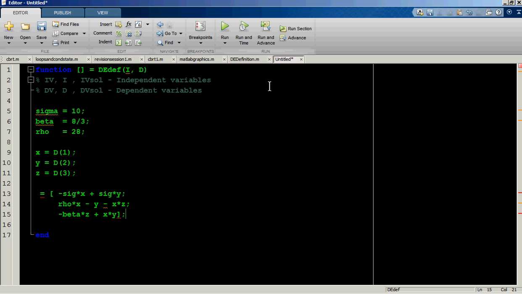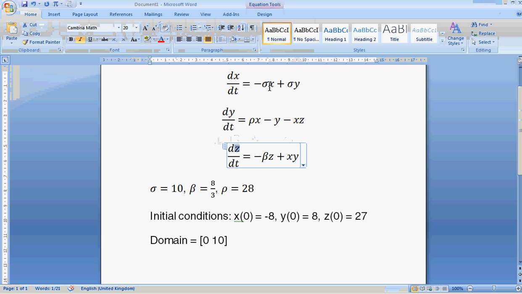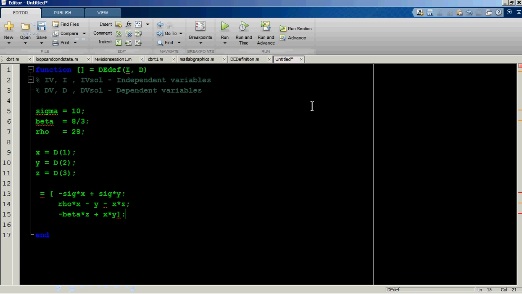Let me just cross verify once again. Sigma into x plus sigma into y, that is correct. Rho x minus y minus xz, that is correct. Minus beta z plus xy, that is correct. All seems to be right.